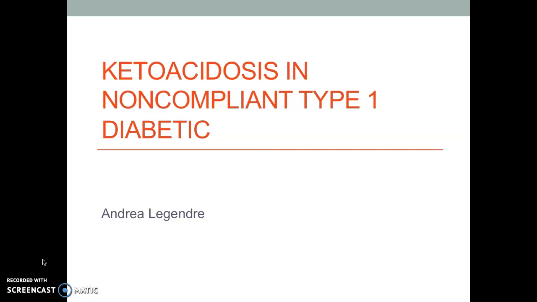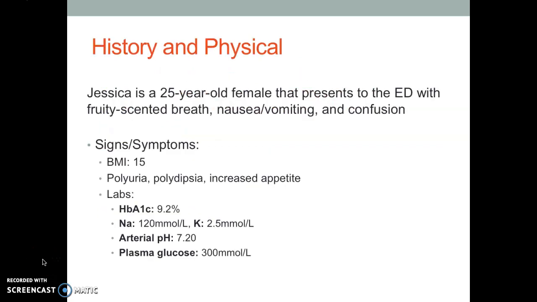Ketoacidosis in a non-compliant type 1 diabetic. So Jessica is a 25-year-old female that presents to the ER with fruity breath, nausea and vomiting, as well as confusion. She also shows up to the ER with some classic symptoms associated with diabetes. So she's got increased urination, increased thirst, as well as increased appetite despite her signs of malnutrition.